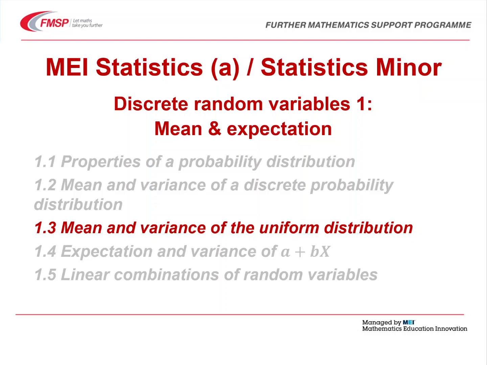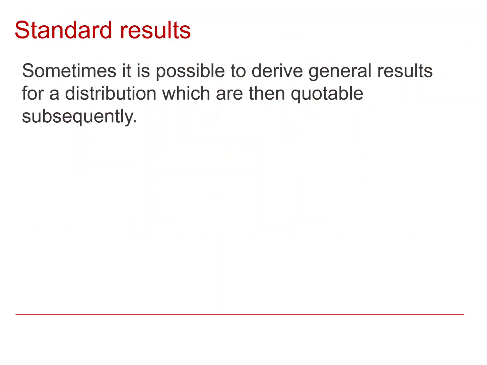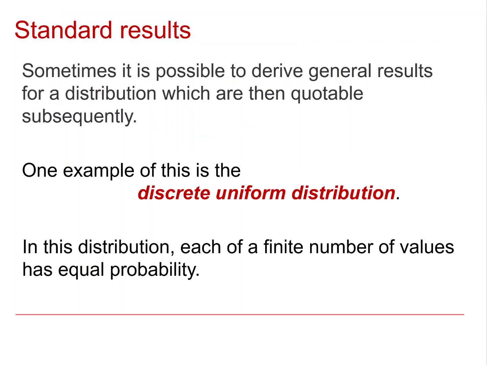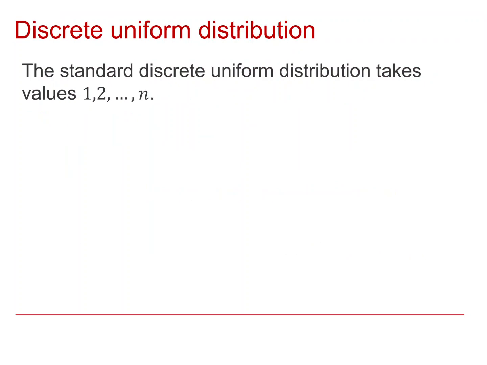This is MEI Statistics Minor, Discrete Random Variables 1, Mean and Expectation, 1.3, Mean and Variance of the Uniform Distribution. Sometimes it's possible to derive general results which we can then quote subsequently. One example of one of the distributions we've already met is the discrete uniform distribution. And just to remind you, each of a finite number of values has equal probability.